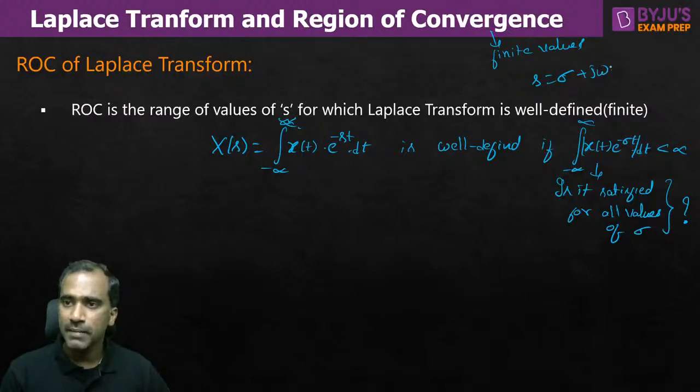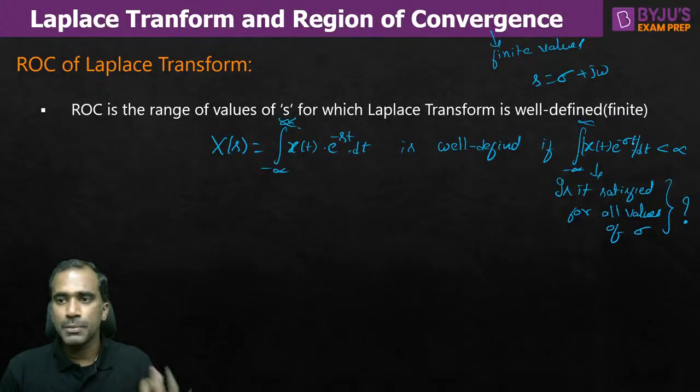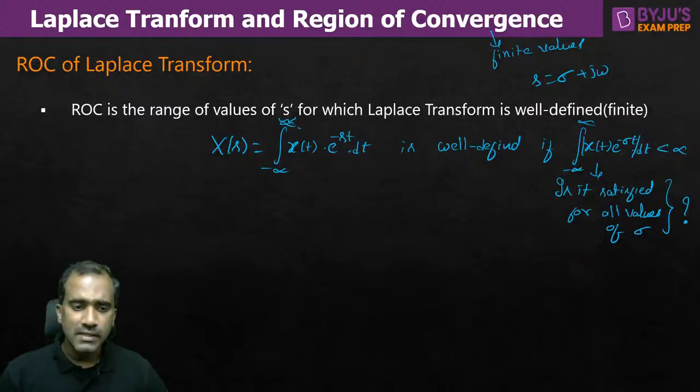There are two variables, sigma and omega. In Fourier transform there is only one variable, omega, whereas in Laplace transform the variable is s. Internal to s there is a real part and an imaginary part, so sigma and omega both are variables. Since sigma is a variable, it can take all values from minus infinity to plus infinity. So can you guarantee that this condition will be satisfied for all values of sigma? The answer is, need not be.